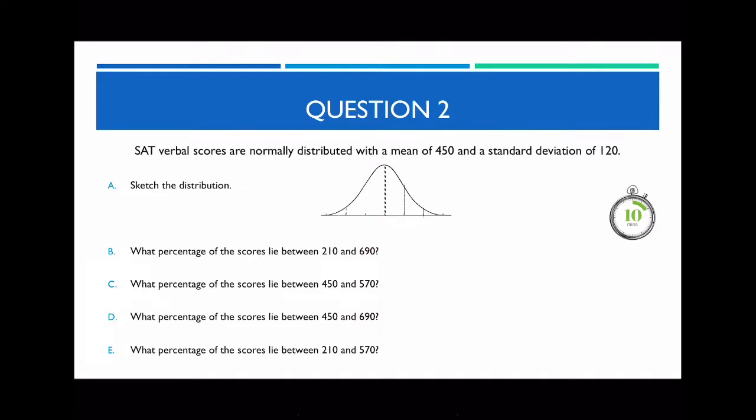Again, please pause the video right now so you can answer this question. If you're trying to answer this question, this is what you should have as your graph. And if you're trying to find out the percentage of the scores that lie between 210 and 690, this is represented over here. The answer should be 95%.